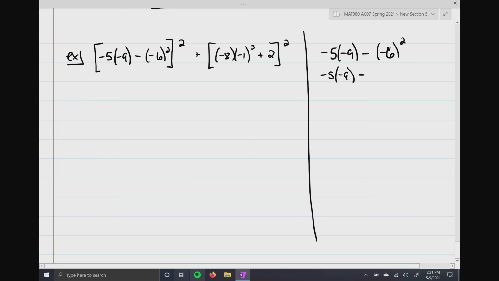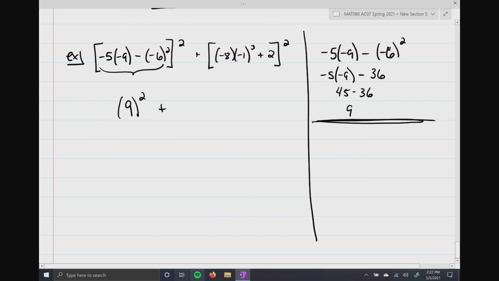The quantity of -6 to the second power is 36. Now I'm going to do -5 times -9, which is 45. And 45 minus 36 is 9. So this entire inside of the brackets turns out to be a 9. And I still have to raise that to the second power. Plus.